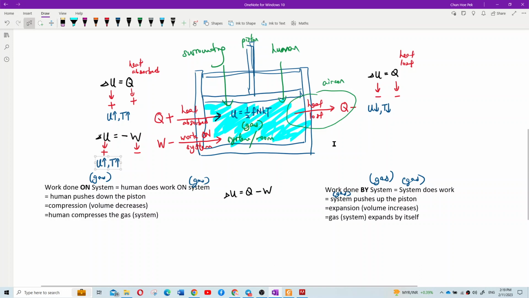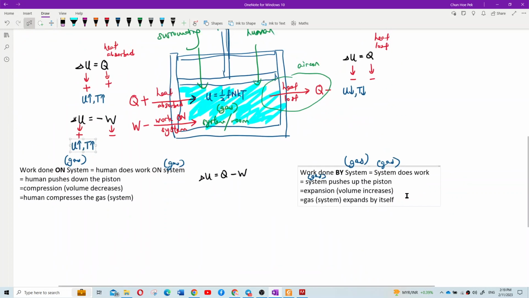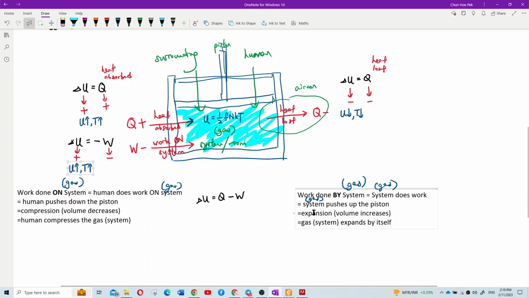Understand, class? Give me a thumbs up if you understand. Now, if work is done by the system, that means the system does work. Who does the work? Is it the system, the gas, or you, the human? The gas does the work. Class, if you do the work, you lose energy, right or not? If the gas does the work, the gas expands and pushes up the piston.